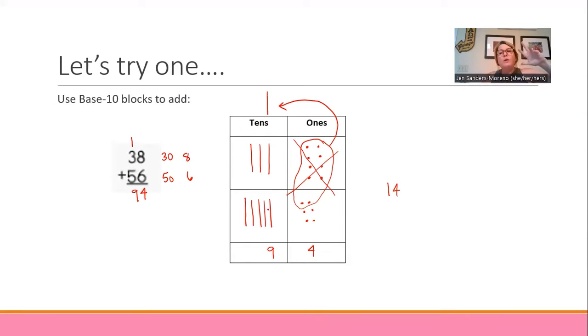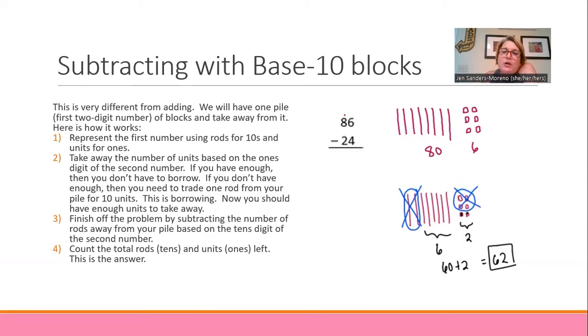For subtraction, this page really doesn't help that much because the idea is we have one pile we're taking away from. So what I would do is start my students with the top number and say, can you build 86 using our base 10 blocks? As you can see, I've got my 8 sticks and my 6 little unit cubes. We've got 86. So that part's easy.